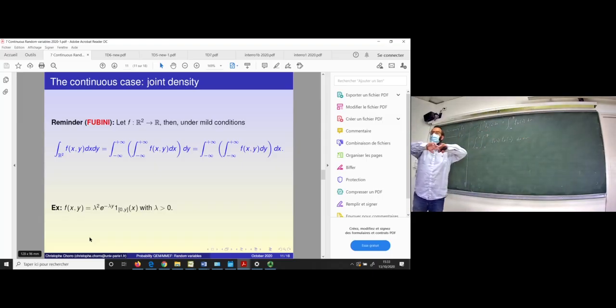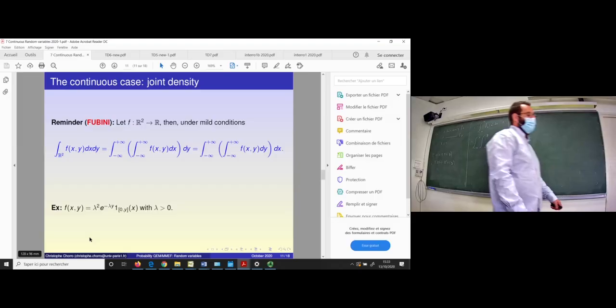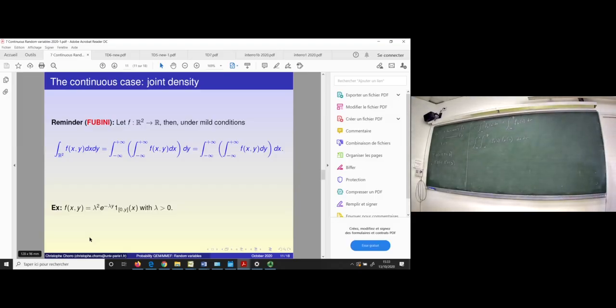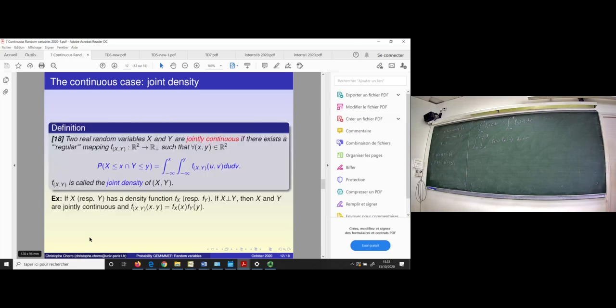Because I can separate the term inside, okay? Because I have one part that depends on u and the other part that depends on v, I can separate. And I obtain this, and it's finished, because if I come back to my definition, they are jointly continuous if there exists a regular mapping fulfilling this. It's exactly what I have done here.